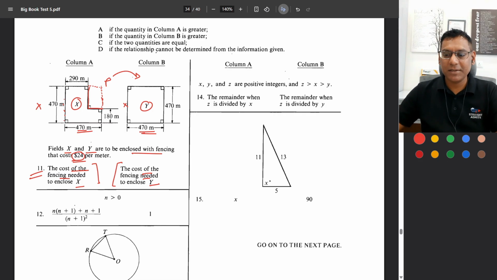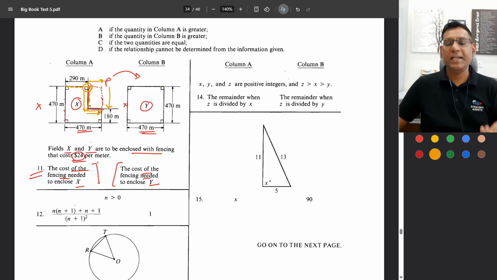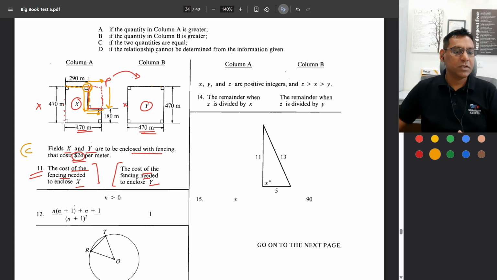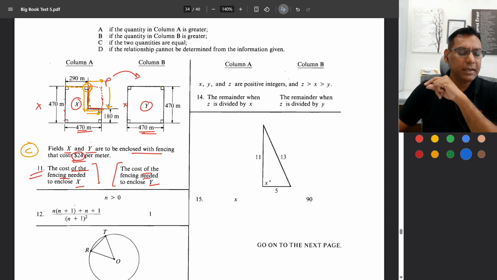Why? Because isn't it the same thing? Go from here, you go this side, and then turn this side. That total distance is the same as you go this side first, and then you go this side, right? So the length of the boundary is the same as in this case. So the perimeters are going to be the same. The cost is also going to be the same. Answer choice C. If you didn't get this logic, you could have also done calculation.